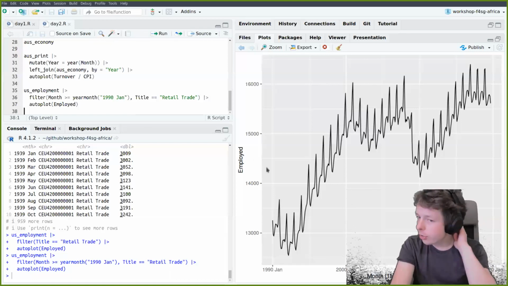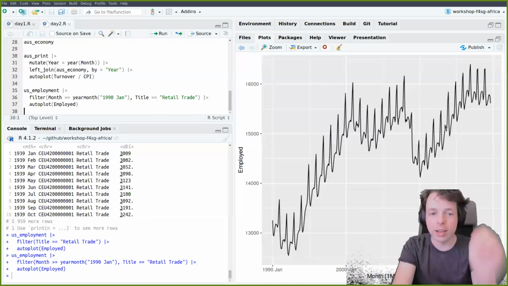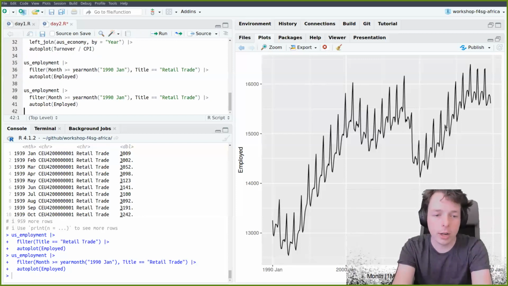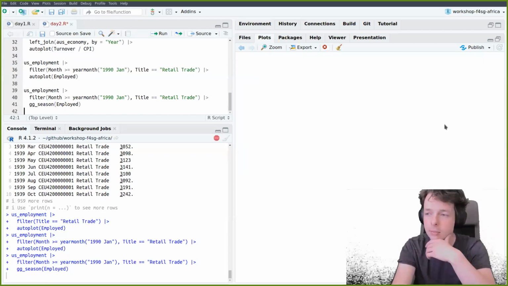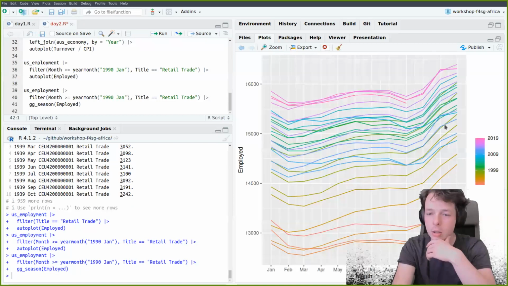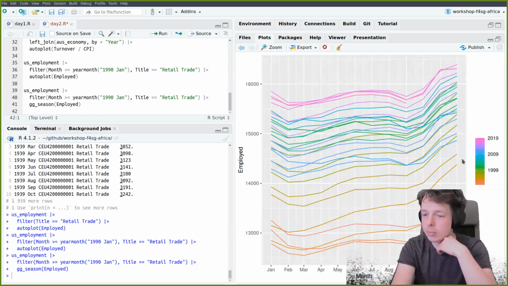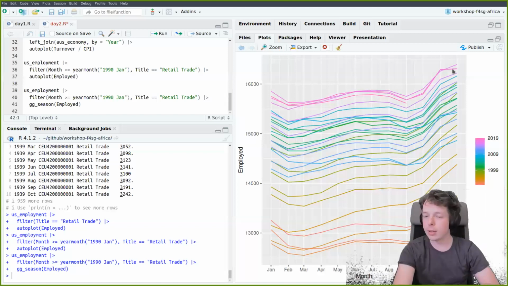But I'm interested in seeing what this seasonality looks like. So if I try to plot the seasonality using gg_season, we can see that the peak is at the end of the year. I'm blocking the month, but it says December here. So the peak is in December, and the minimum might be in February. Can anyone guess why the minimum might be February here?